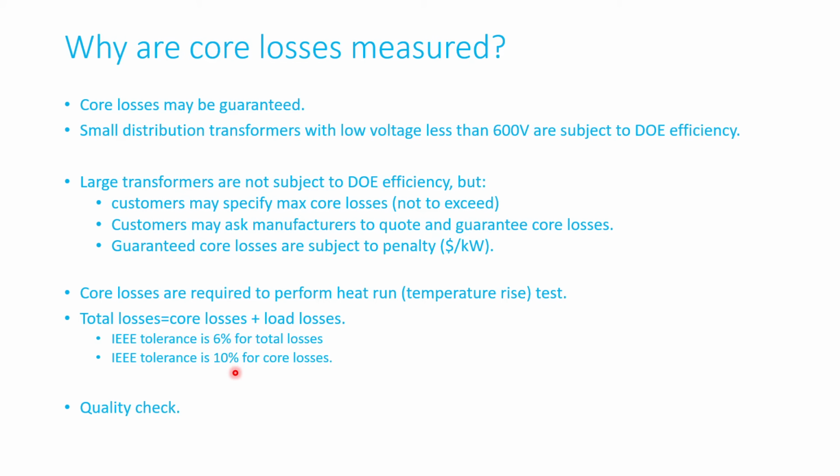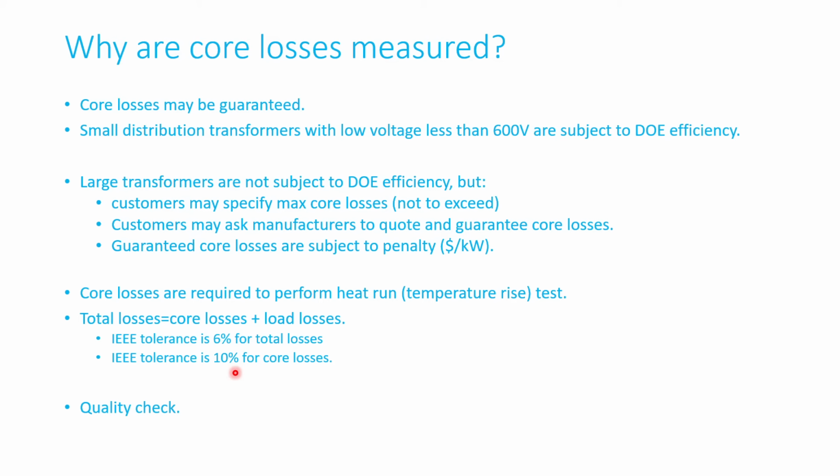So, but again, it depends. The customer might tell the manufacturer to quote and guarantee the core losses. If core losses are exceeded during testing, that doesn't mean there's something wrong with the transformer. The customer might elect to apply a penalty. But obviously, if the core losses exceed 10%, then manufacturers have to investigate and make sure there's nothing wrong with the transformer.